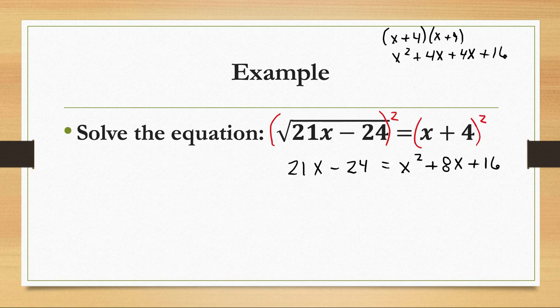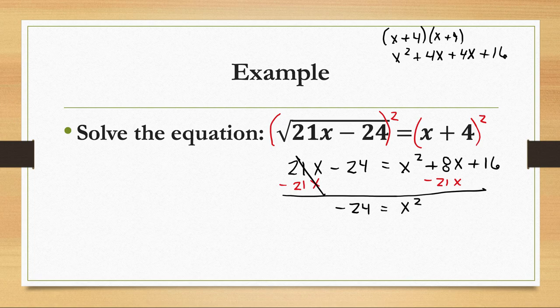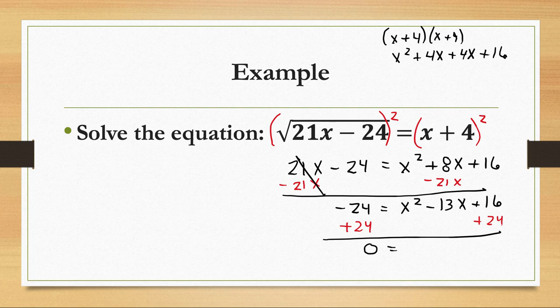So we're going to move everything to one side of this equation. So I'm going to begin by subtracting the 21x. So that's going to give me -24 is equal to x squared minus 13x plus 16. Then I'm going to add 24 to both sides, which is going to give me the 0 that I wanted on the left. And then on the right, x squared minus 13x plus 40. And now we're set up to factor.